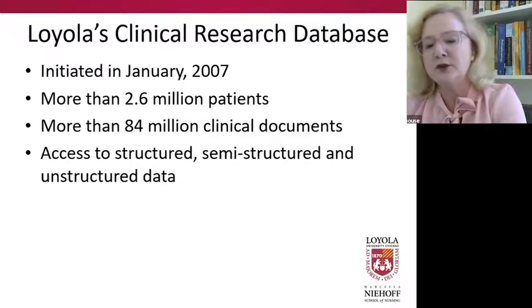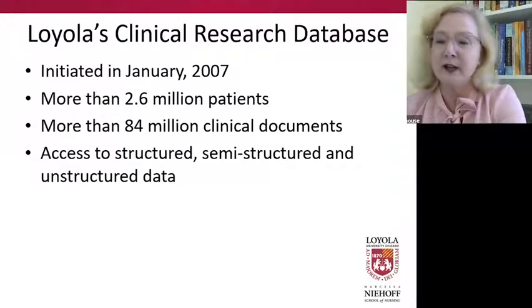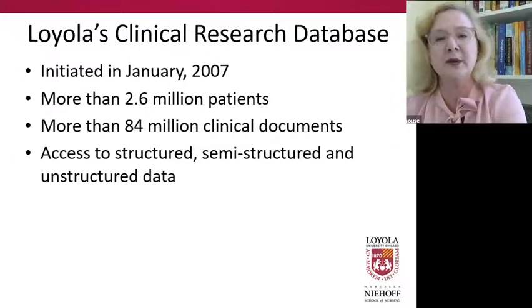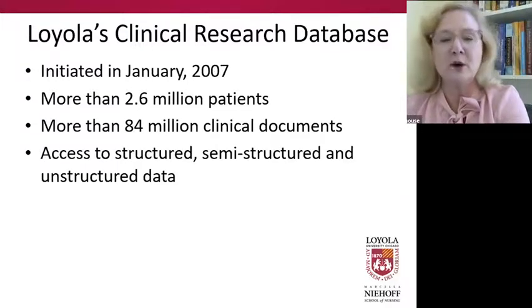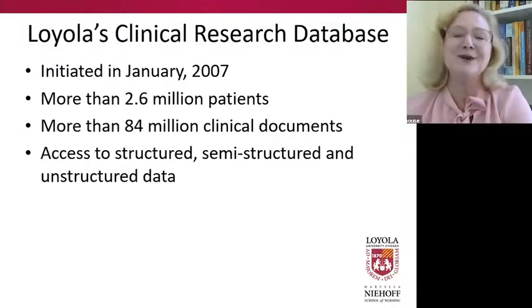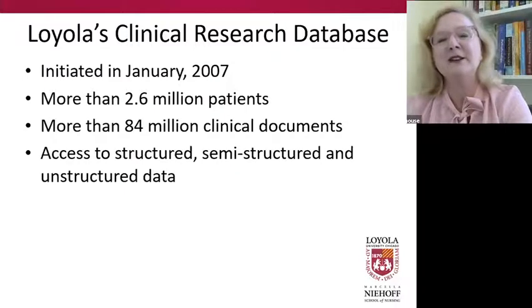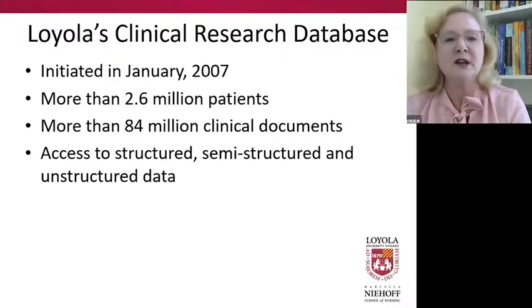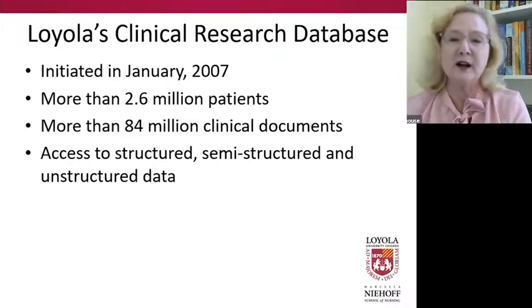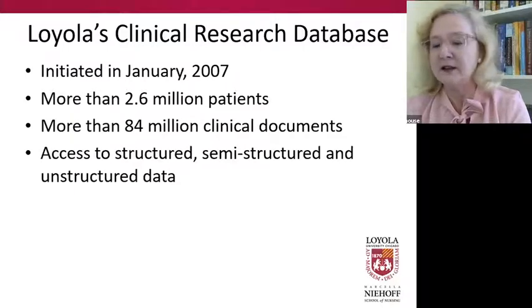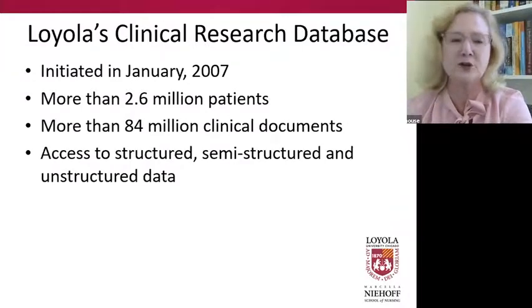So through June 2018, and actually currently, we have more than 3 million unique patients in this clinical research database. So these are their health records. It was initiated in January of 2007, and we have more than 884 million clinical documents. And this allows researchers to have access to structured data, semi-structured data, and unstructured data. So these are the three types of data that are captured by the electronic health record.